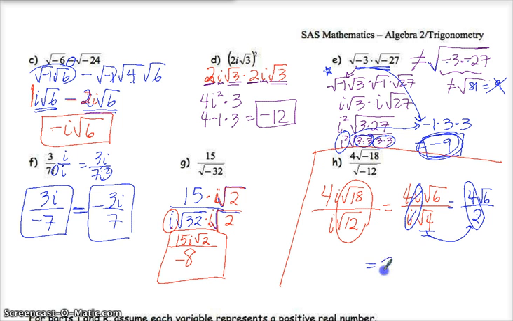4 divided by 2 is 2. So this final answer is just simply 2 root 6. And I did that really quick and easy. How might you have done it?